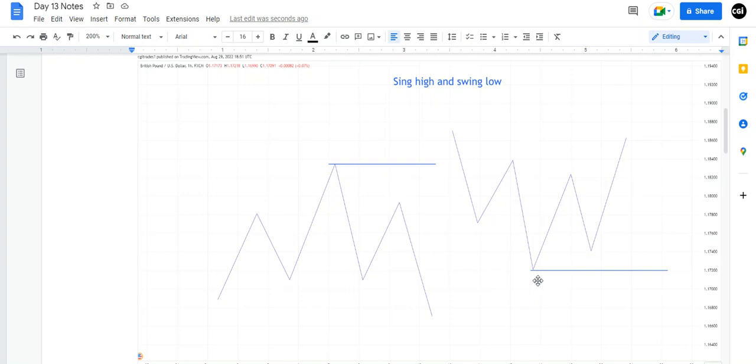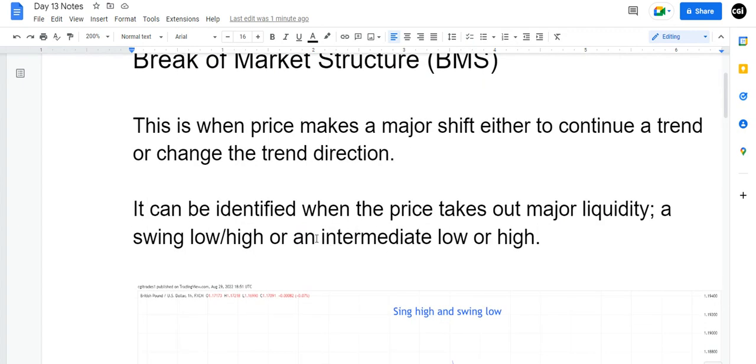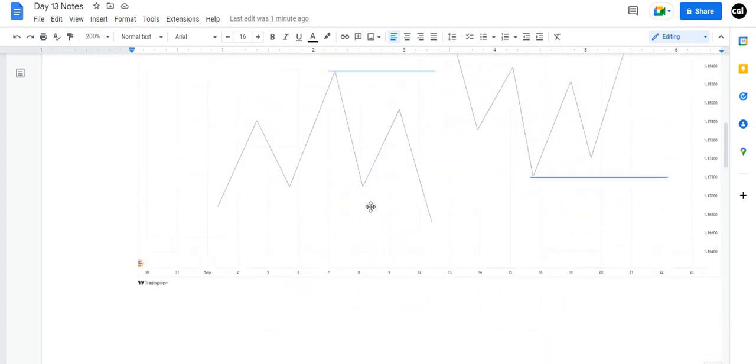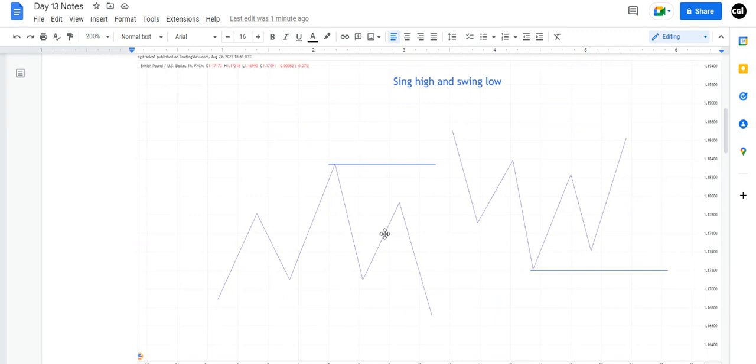Okay, but we see this swing low in a downtrend. Whenever price goes below it, we will see it as a continuation of the downtrend. So a break of market structure is basically when price makes a major shift either to continue the trend or change the trend direction. So most times when we are trading, we usually wait for a BMS to validate our trade idea. It might be that you're waiting for the BMS for a confirmation, or you're just waiting for the BMS to form a trade idea around whatever you're looking at.